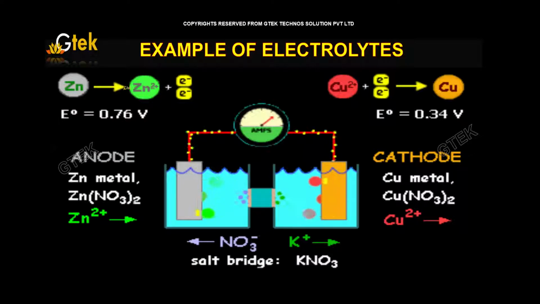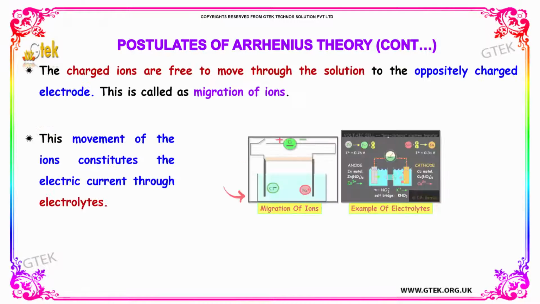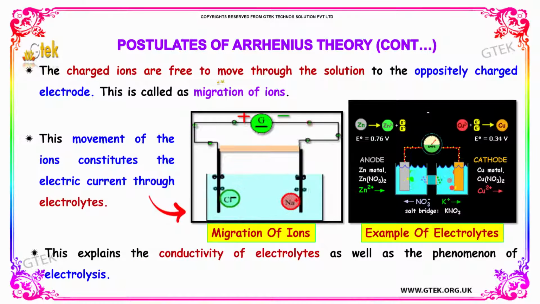Here is an example of electrolytes. Let's discuss more on the electrolyte. So here is the anode and here is the cathode, and there is a salt bridge between them. The charged ions are free to move through the solution to the oppositely charged electrode. This is called migration of ions. The movement of the ions constitutes the electric current through the electrolyte. This explains the conductivity of electrolytes as well as the phenomenon of electrolysis.